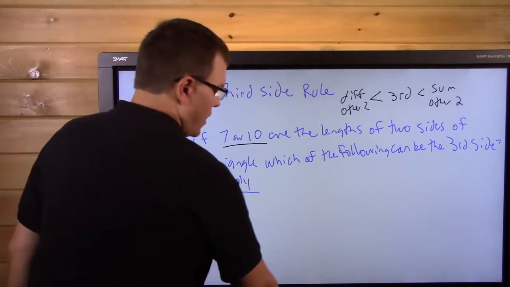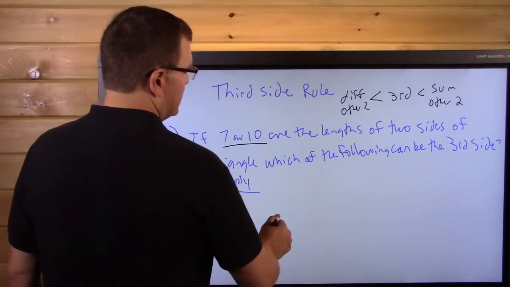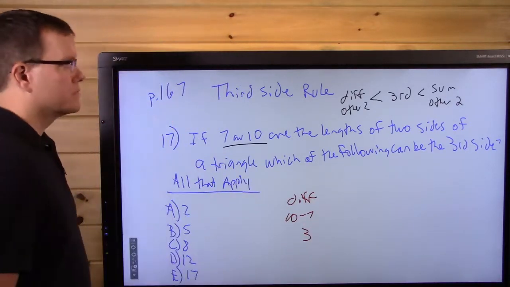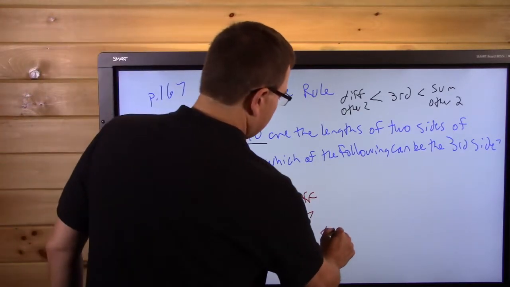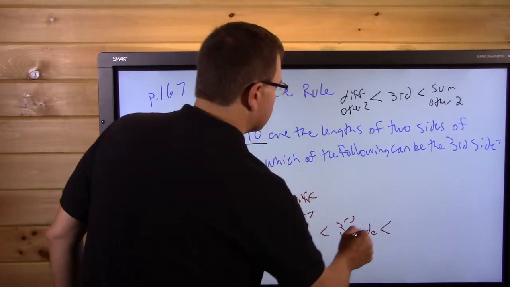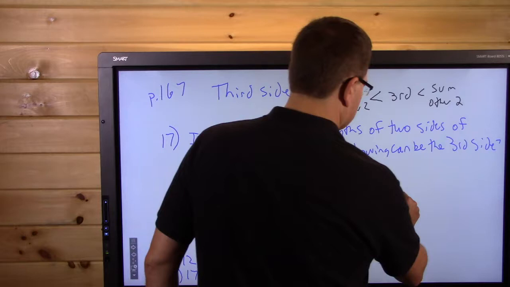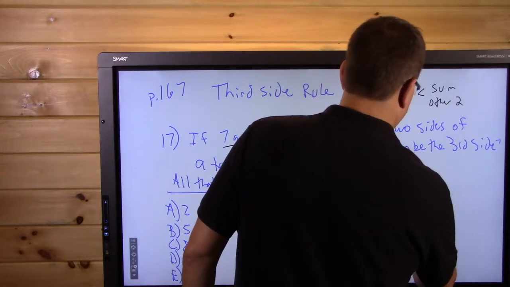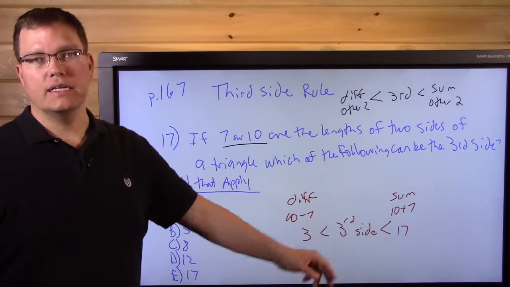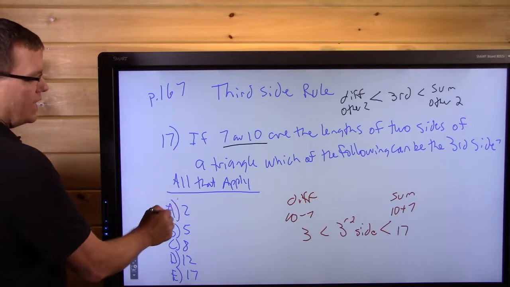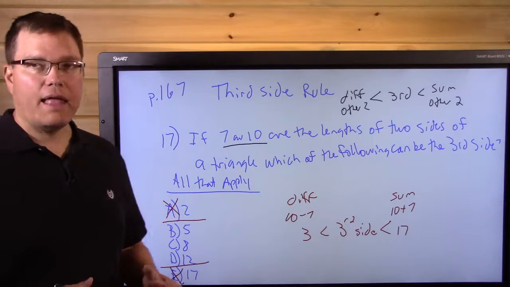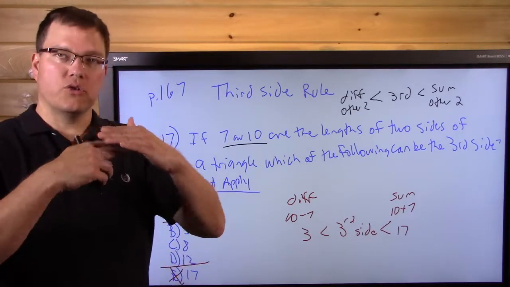Okay, let's do it. So we know that the two sides are 7 and 10. So the difference is 10 minus 7, that equals 3. So the third side has to be greater than 3. And then the sum is going to be 10 plus 7, which is 17. So the third side has to be greater than 3, smaller than 17. So A is out because obviously that's not greater than 3. And then 17's out because it can't be equal, or else the triangle would never go.